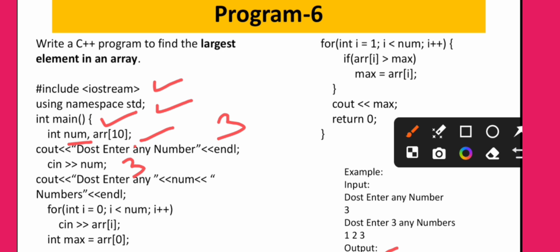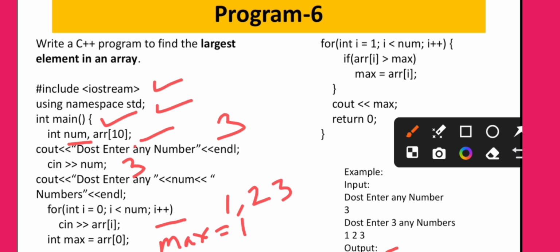The number of numbers to be entered is given by the user. For that we use the for loop, since three numbers have to be entered in the array for comparison purposes. So we use a for loop starting from 0 and less than num, i plus plus. We use cin array i, so the numbers will be entered in the array. Initially we take max equal to array 0. For example, if we have the numbers 1 to 3, initially max will be equal to 1.